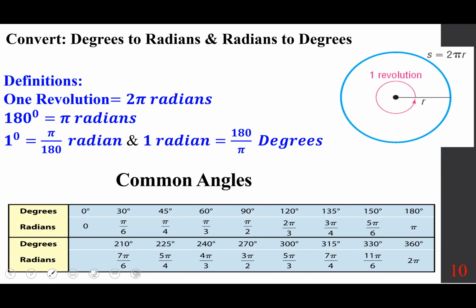All right, I'm going to convert degrees to radians and vice versa. Again, 1 revolution is 2 pi radians or 360 degrees.